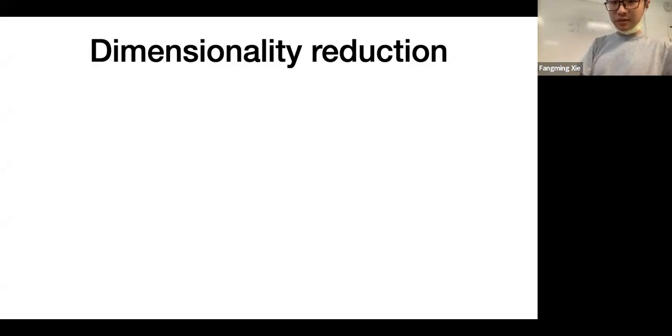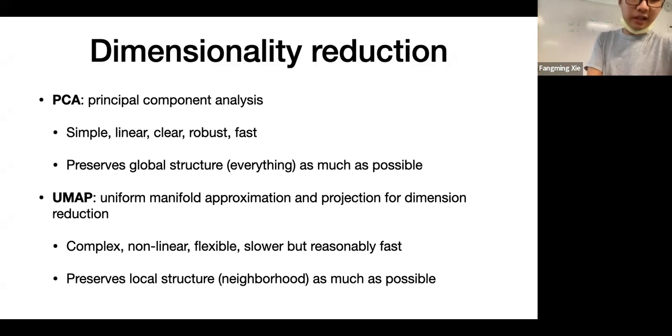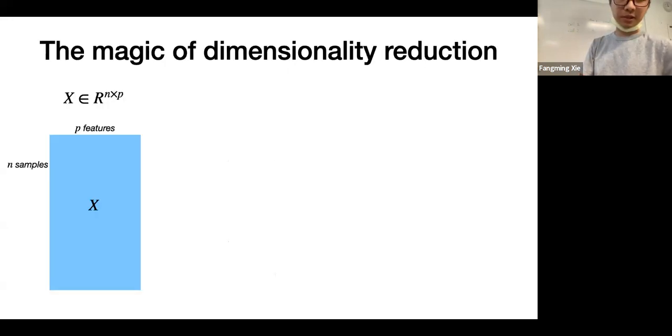So the next topic is about dimensionality reduction. We'll talk about 2 techniques. One is PCA, one is UMAP. PCA, or principal component analysis, is simple, linear, clear, robust, and fast. We know everything about it very clearly and for a long time. It preserves the global structure, or everything, as much as possible. But it's a linear method. And UMAP, in contrast, is very complex. It's nonlinear, very flexible, and slower, but reasonably fast. It preserves more local structure instead of global. We'll go into that with some examples.